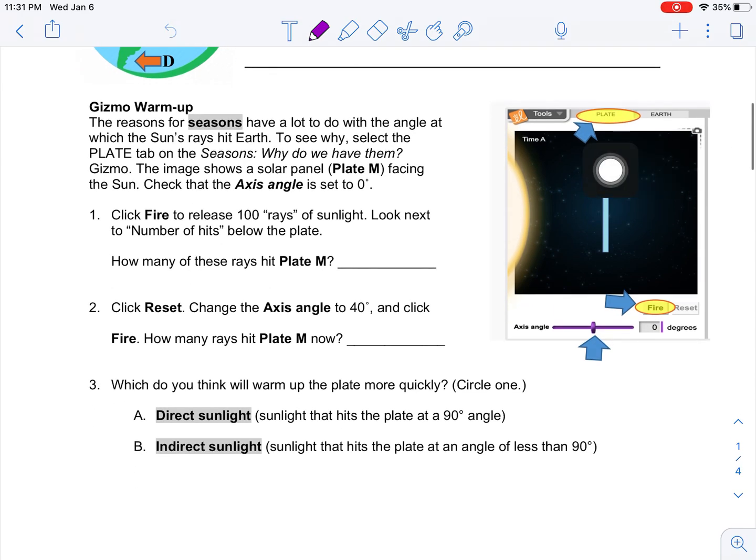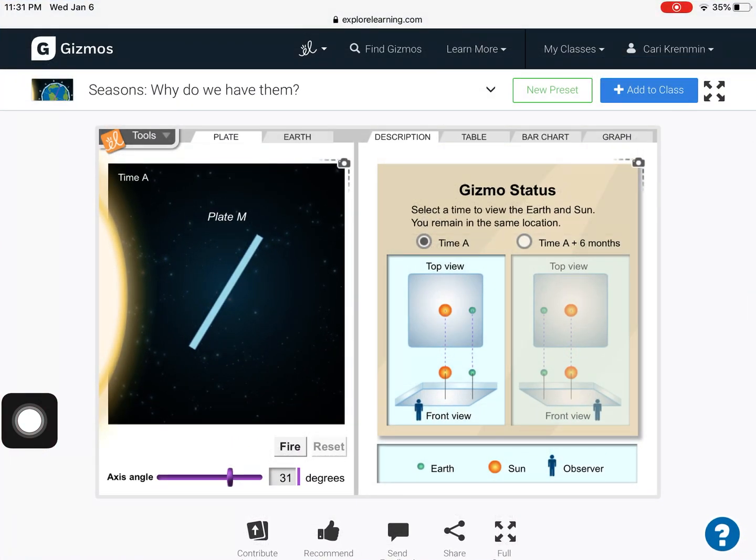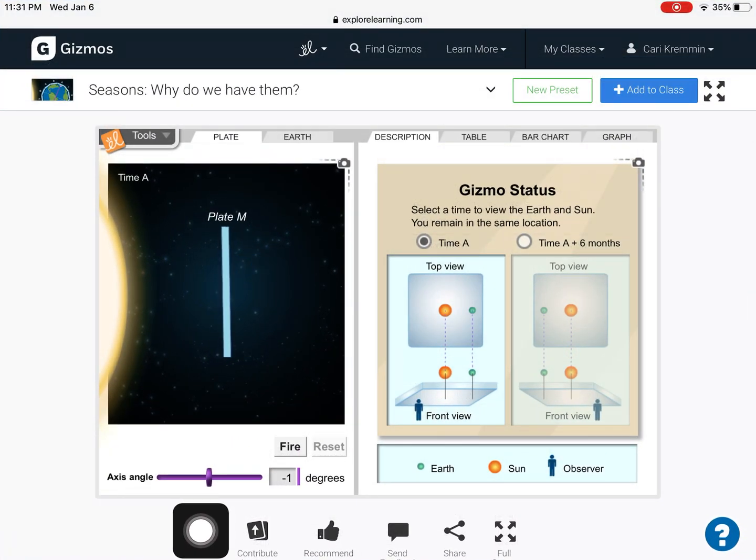All right. After you get that first warm-up done, then we're going to play around with our tools in the first gizmo. Like I said, that's where we are going to play with this plate. So I'm going to leave it at its original setting here, which is 0, if I can get back perfectly to 0.